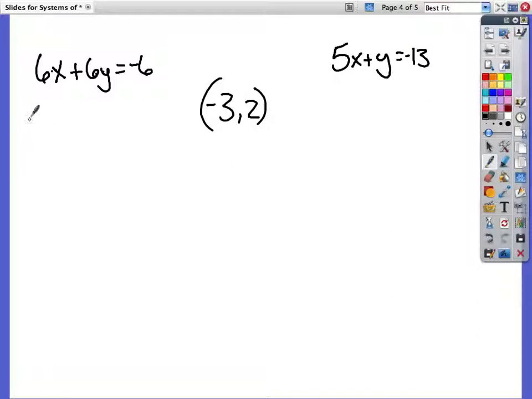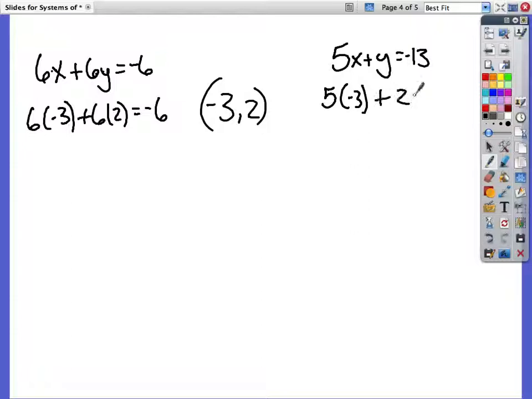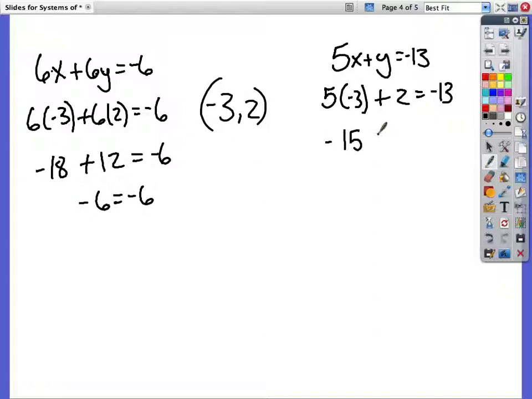So in this case, x is negative 3. So I insert that for x, and y is 2. Right? And I'm going to assert over here, 5 times the x value plus the y value is negative 13. Let's see if this works. And as we can see, it does indeed work for the equation over here on the left. And let's see if it works for the one here on the right. And obviously it does. That's nice. Negative 13 does equal negative 13.